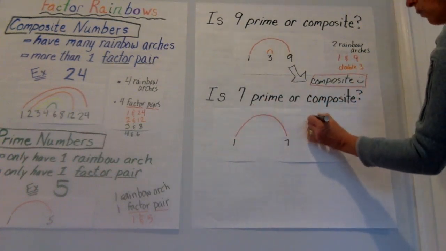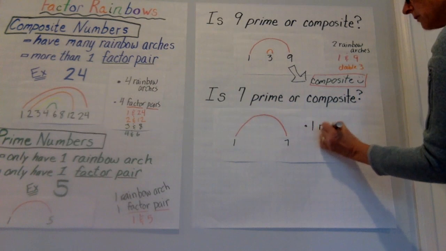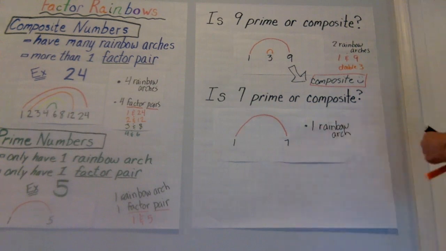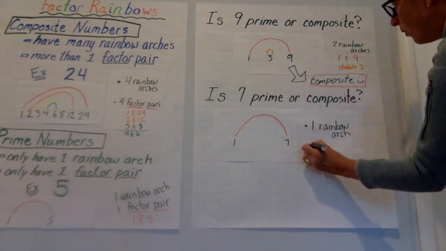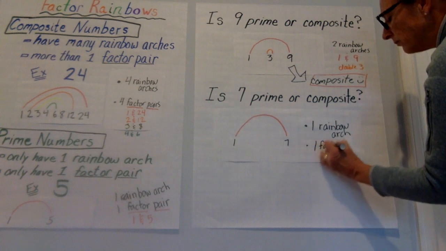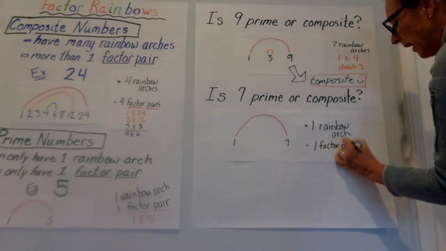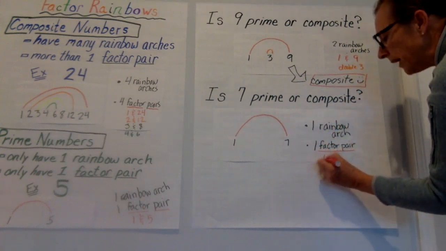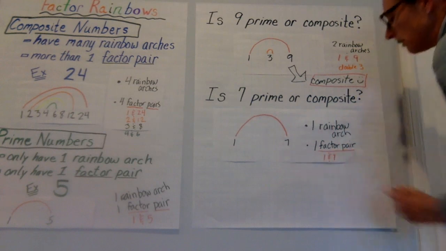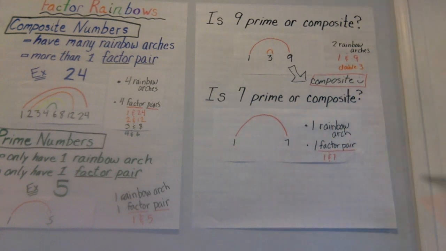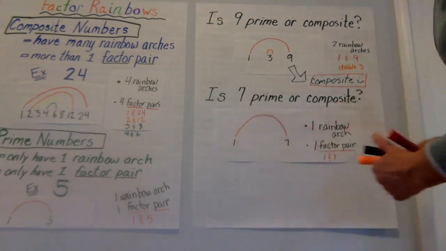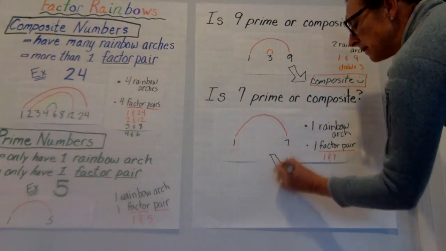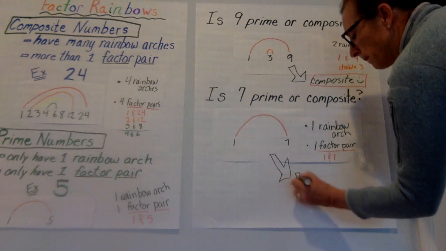So I know we have 1 rainbow arch and only 1 factor pair. And that factor pair is 1 and 7. Okay? So since there's only one rainbow arch, using the factor rainbow, we know that this number must be prime.